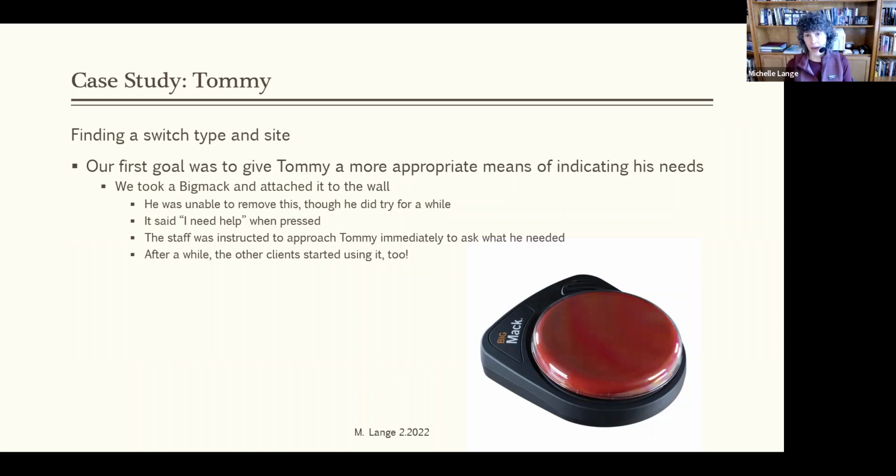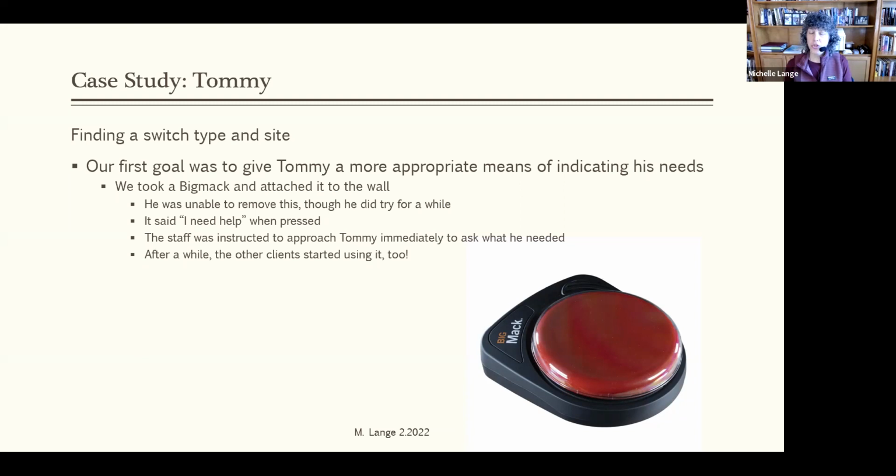So we took a Big Mac and we attached it to the wall, because remember, if Tommy could grab it, he would. He would bang it, he would pull switches, he would throw it. So we permanently attached this to the wall, in a way that the staff could get it off of the wall to change the batteries. So we used some very heavy duty Velcro.